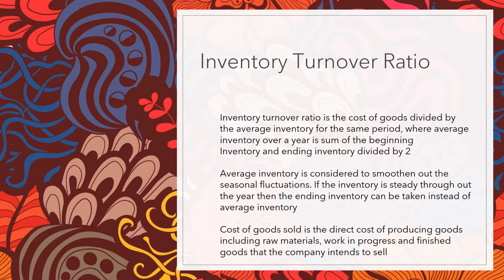Inventory turnover ratio is the cost of goods divided by the average inventory for the same period, where the average inventory over a year is the sum of the beginning inventory and the ending inventory divided by 2. Average inventory is considered to smoothen out the seasonal fluctuations.